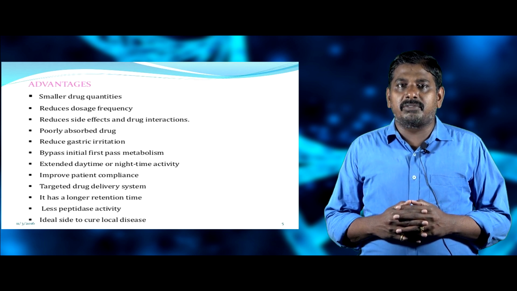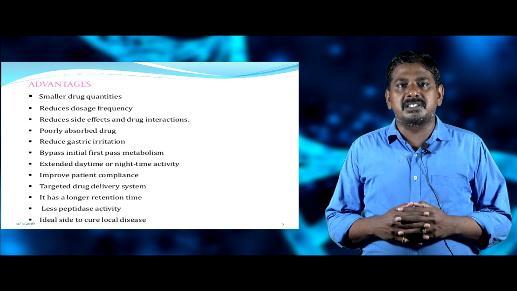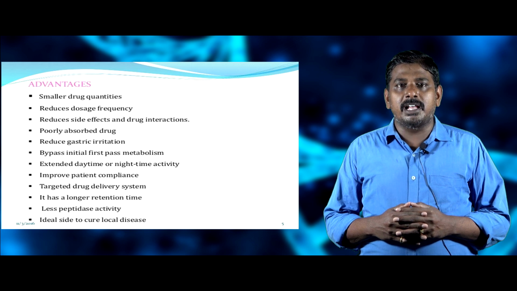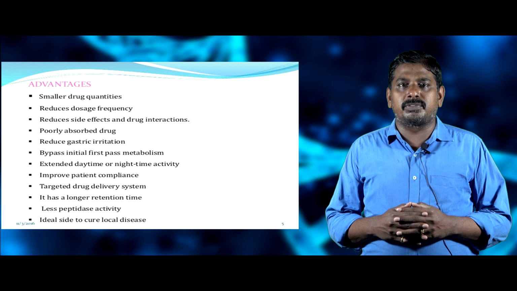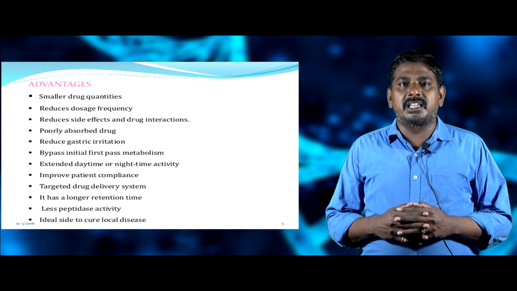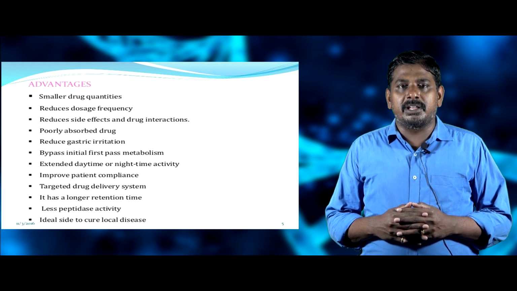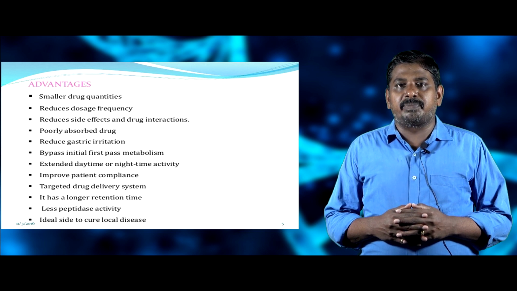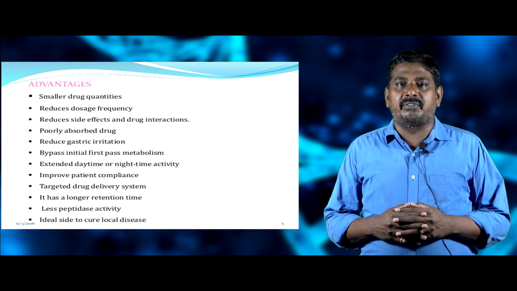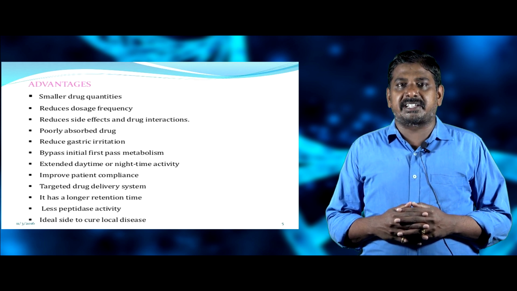What is meant by smaller drug quantities? The strength of the active pharmaceutical ingredient is reduced compared to the conventional dosage form, as well as the dose frequency. What does dose frequency mean? If the drug is given 3 times per day, it can now be given 2 times per day, as well as reducing the side effects, that means adverse drug reactions as well as drug interactions.